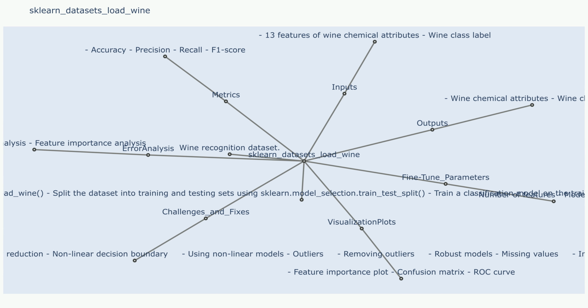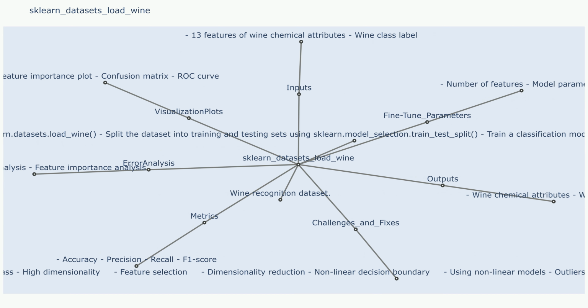Fine-tune parameters. None. The load_wine function does not provide any tunable parameters. It simply loads the predefined dataset. Uncertainty methods. None. The load_wine function does not provide any methods for assessing uncertainty.